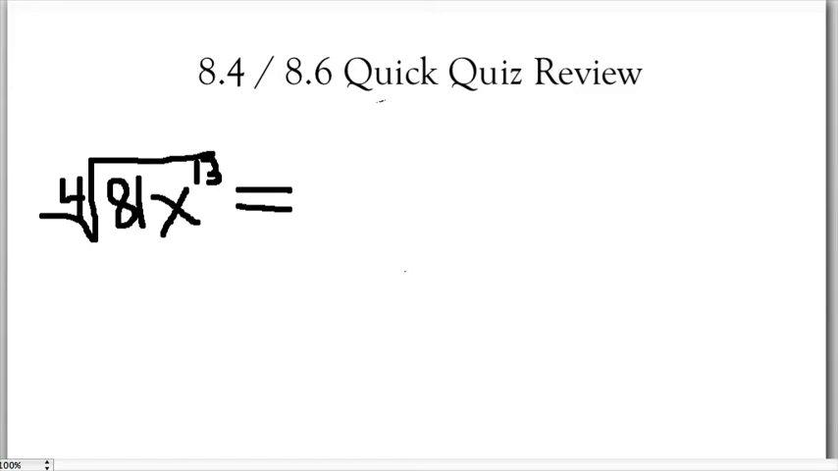Hello, Algebra 2 students. So here's a review video on 8.4, which is transformations of the reciprocal function 1 over x, and 8.6, which we just spent some time talking about: radicals, nth roots, and rational exponents, a way to represent those with exponents.